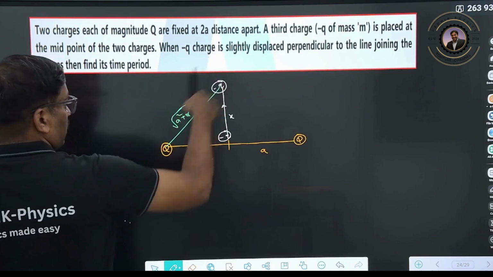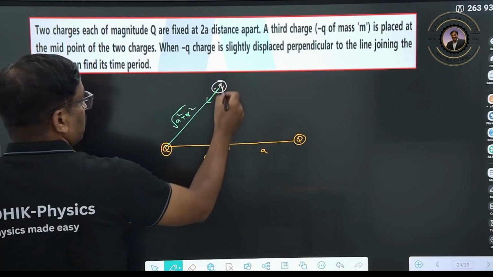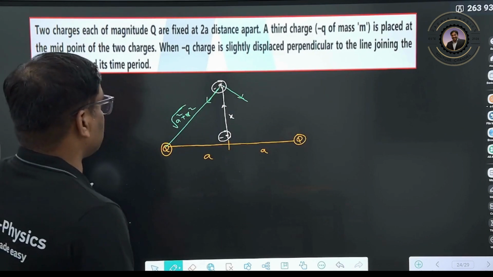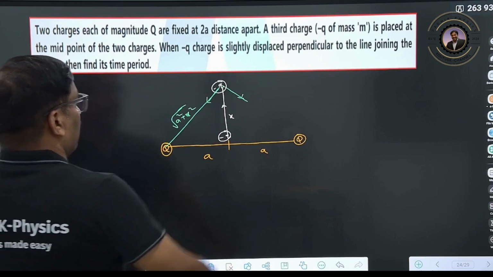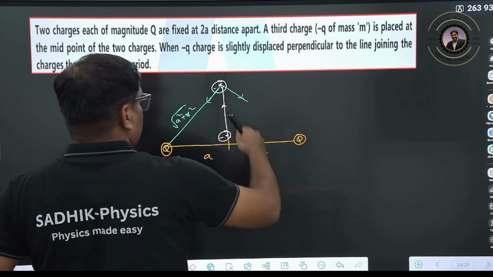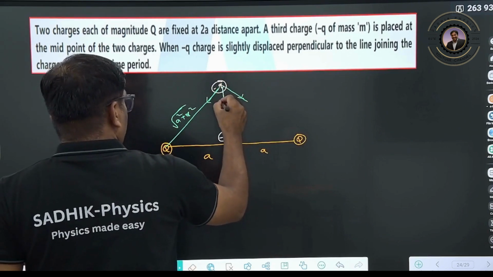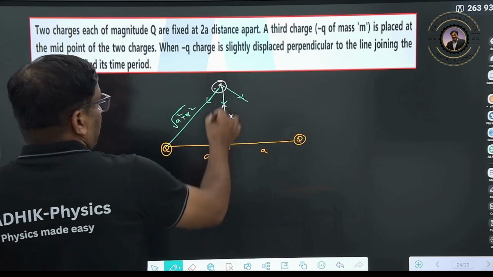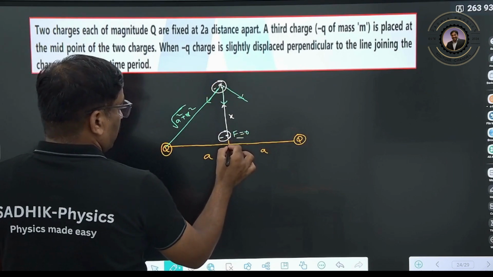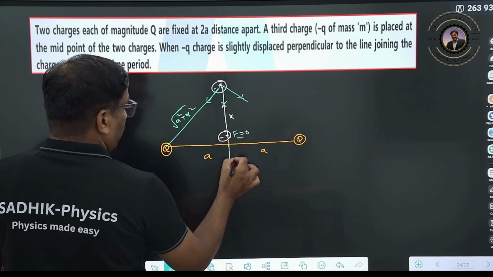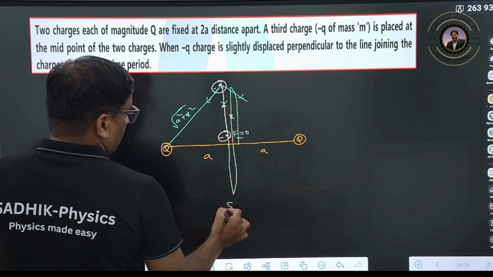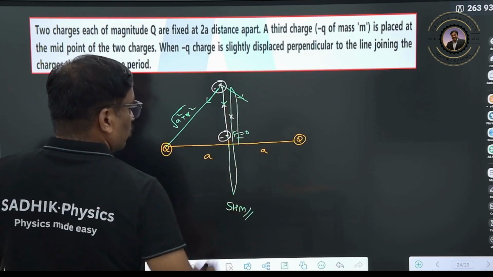So what will happen now? This will undergo an attraction force here, and this also will undergo an attraction force. Clear? Therefore this will go down, and experience a force like this. So the resultant force will be acting toward this end. Then it will come to here, therefore force becomes zero, and then further it will go like this. Then it will come back, go like this and come back. This is nothing but simple harmonic motion.